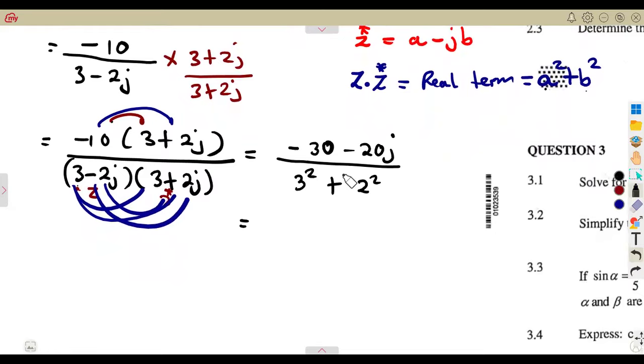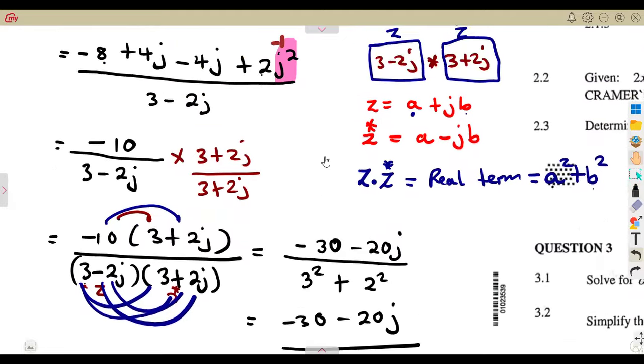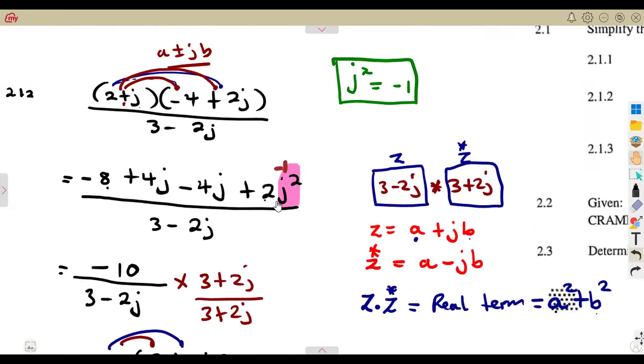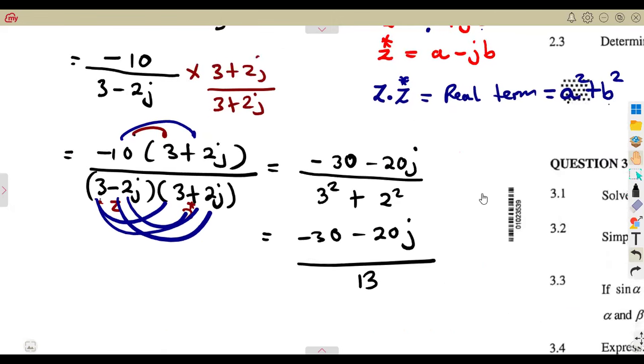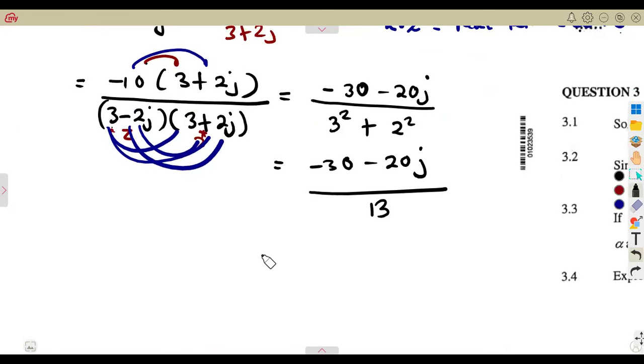Okay, so let's simplify. Negative 30 minus 20j over what? 3 squared plus 2 squared. That is going to be 9 plus 4, which is 13. So that was going to give us 13. So this is what we have as our answer. But as we're given, that is supposed to be a rectangular format where we can separate to see what is A and what is representing the part of jB, which is our imaginary term.